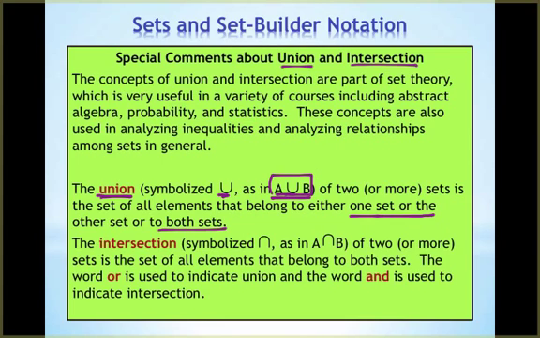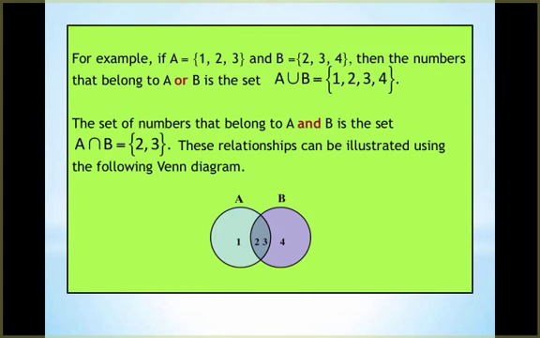A different type of combination is called an intersection. So we symbolize the intersection with an upside down U. We would read this as A intersect B. It's 2 or more sets where the elements have to belong to all of the sets. So in this case, if we have 2 sets, to be in the intersection of A intersect B, we would have to be in both A and B. Let's look at an example. Say that A is the set 1, 2, 3, and B is the set 2, 3, 4.